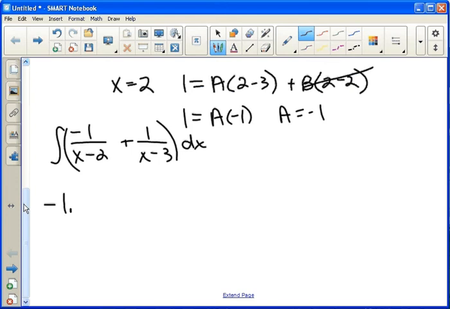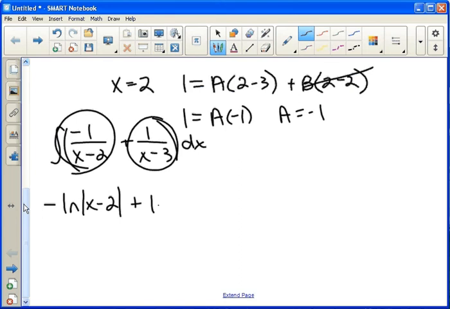You can use u sub individually here if you want. You can use u sub for this piece and then use u sub for this piece, but this is the result you'll get. Plus natural log of x minus 3. And then, of course, plus c.